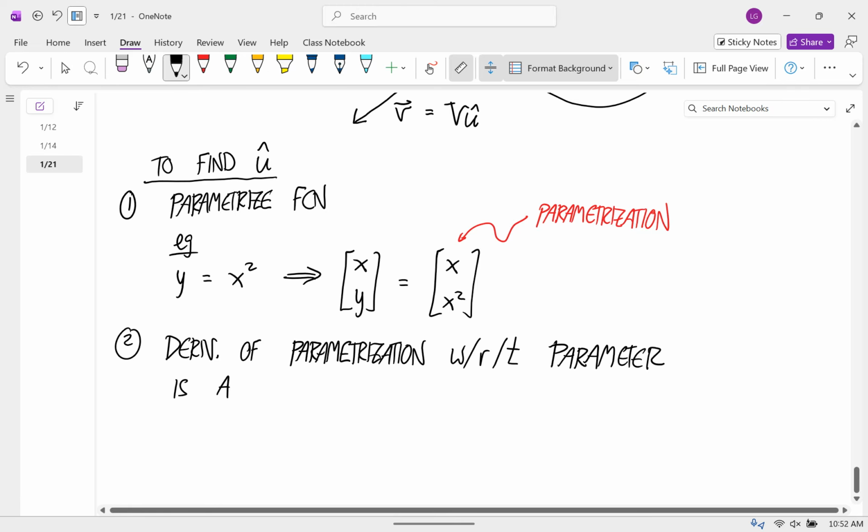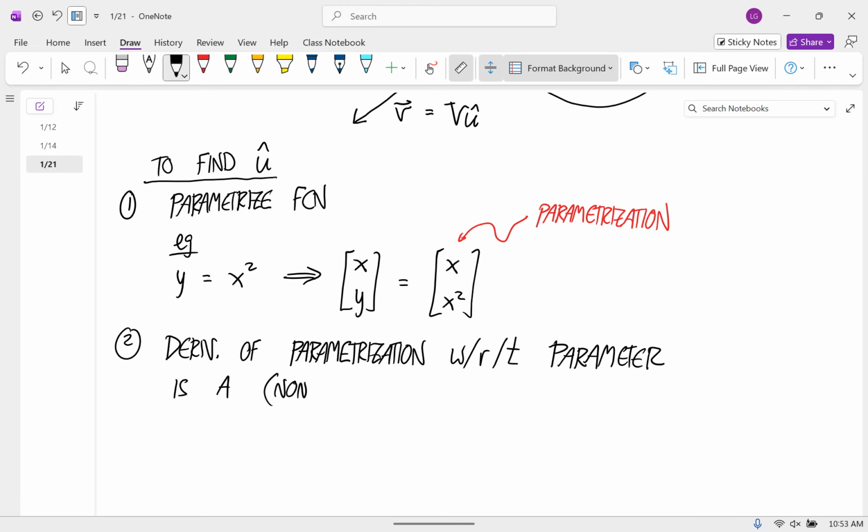It is a non-unit vector, but it is a vector. Non-unit. Tangent to the path in the direction of increasing parameter value.